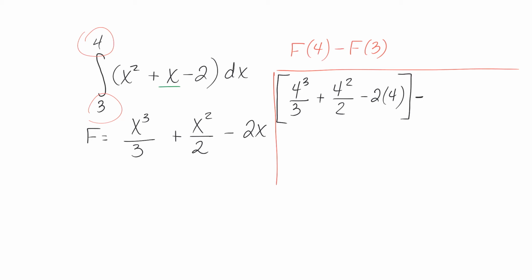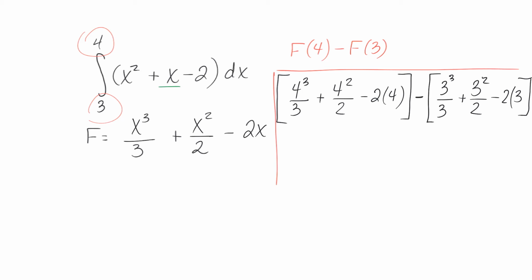From that, I'm going to subtract. I'm going to use another giant bracket. And this time I'm going to substitute in 3, my lower limit. I'm going to substitute 3 in for all my x's. So that's going to give me 3 cubed divided by 3 plus 3 squared divided by 2 minus 2 times 3. Giant bracket. Okay, get out your calculator, crunch those numbers.